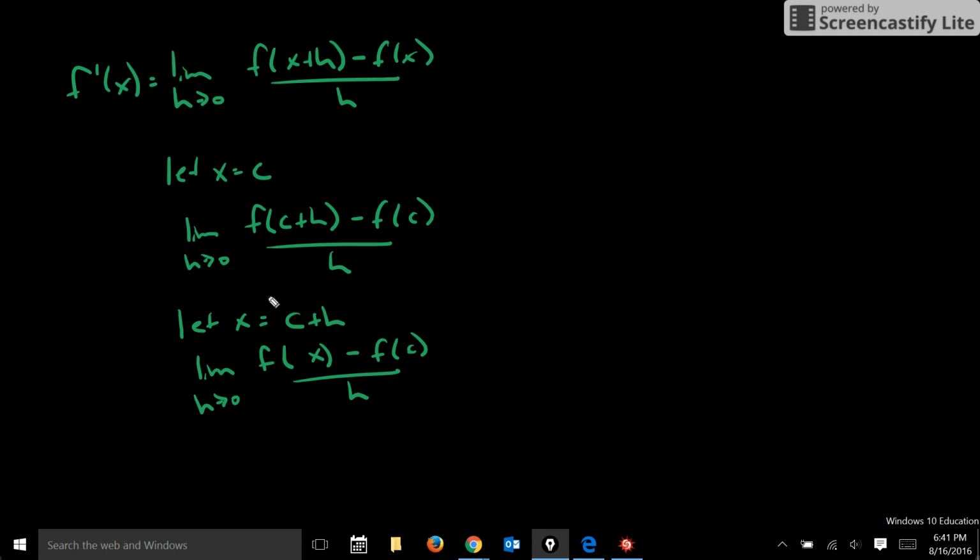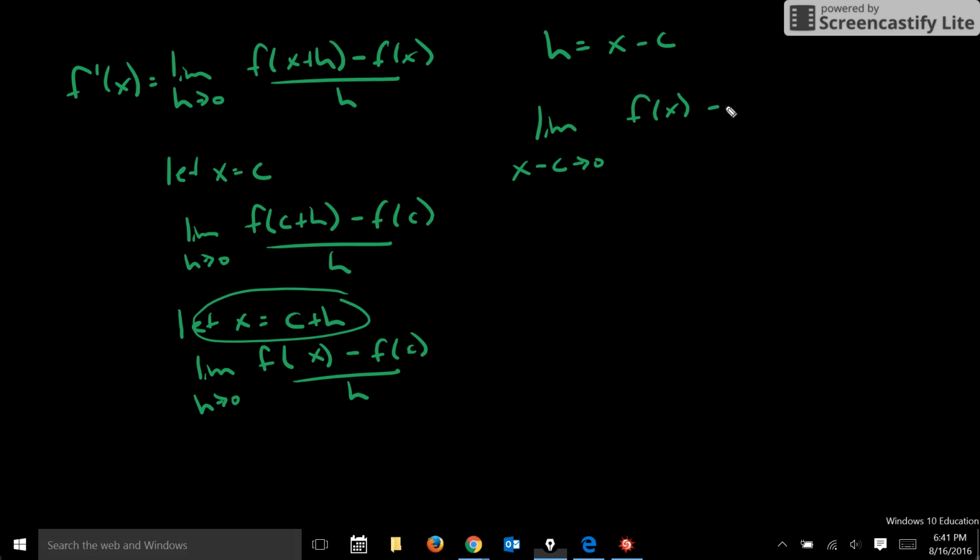Well, because I have this statement right here, I know some things. I know that h is equal to x minus c. I can just move the c over. So now let's substitute all these h's out in terms of just x and see what happens. So I get the limit as x minus c approaches 0 of f of x minus f of c all over x minus c. All right, now we're looking real good.